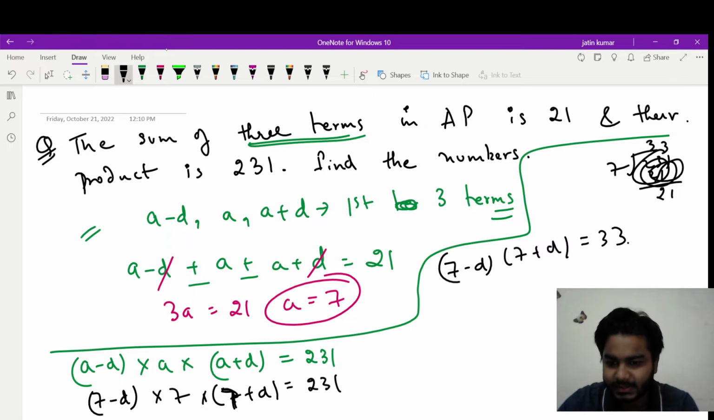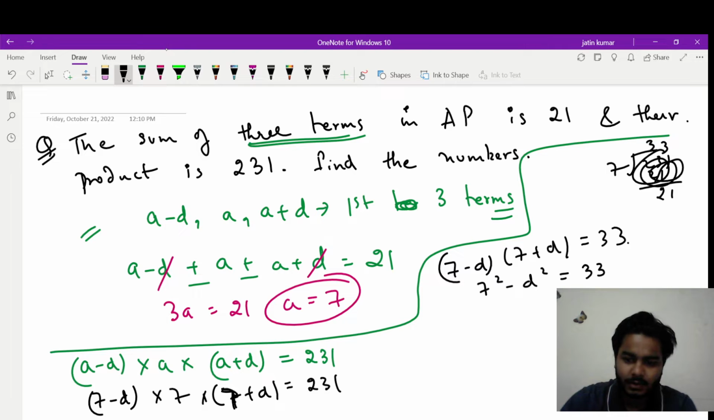So can we put the formula of a minus b and a plus b, a square minus b square? So 7 square minus d square is equal to 33. Okay, so 49. No, I will solve it on the left hand side.